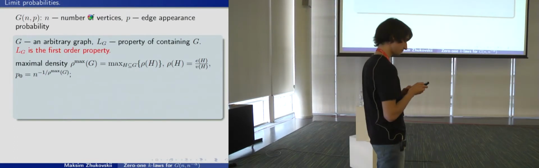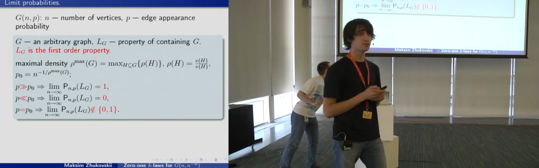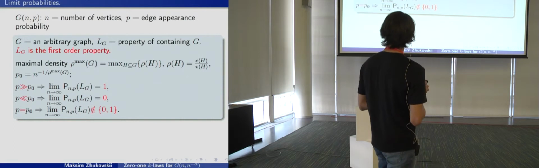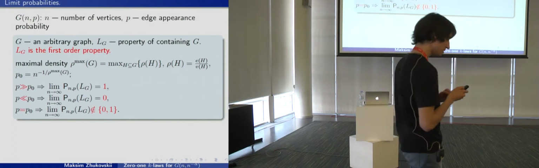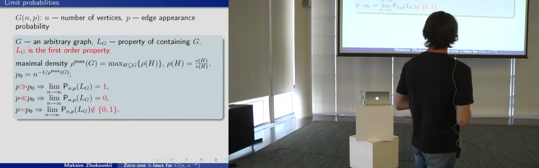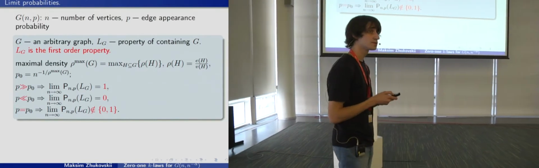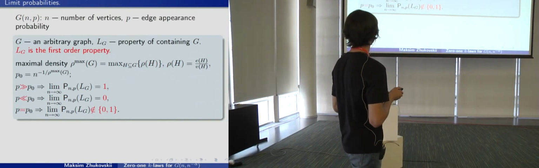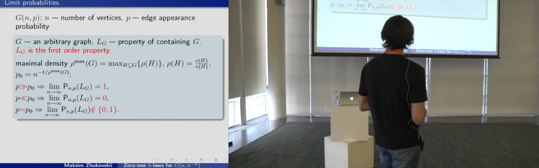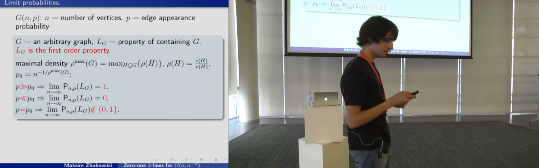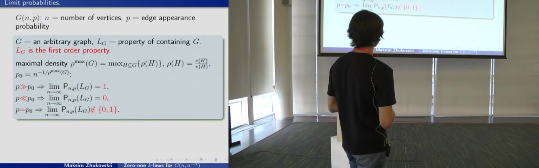So it was proved by Bollobás that if p is asymptotically greater than p0, then the probability of this property tends to 1. And if p is asymptotically smaller than p0, then it tends to 0. And if p is p0, then there is a limit probability which is not equal to 0 or to 1.